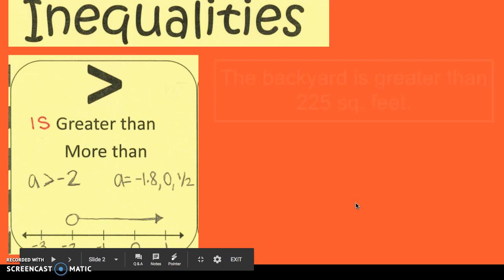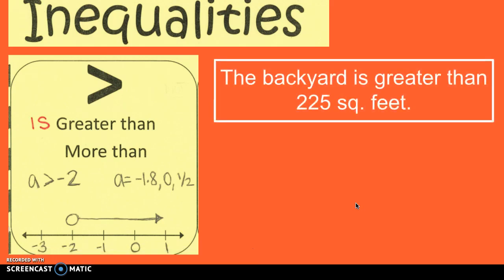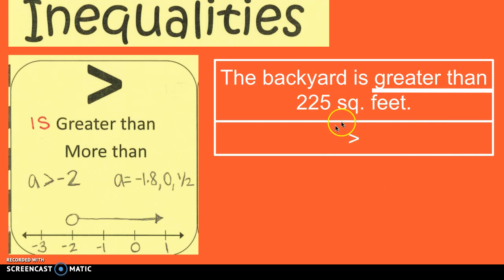Moving on to the word problem. The backyard is greater than 225 square feet. In this situation, you see that the keywords are greater than, indicating that we're going to use the greater than symbol. Our variable is always going to go on the left, and in this situation, we have 225 on the other side. So this situation is represented by the inequality x is greater than 225.